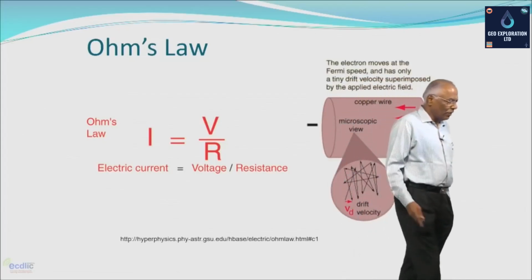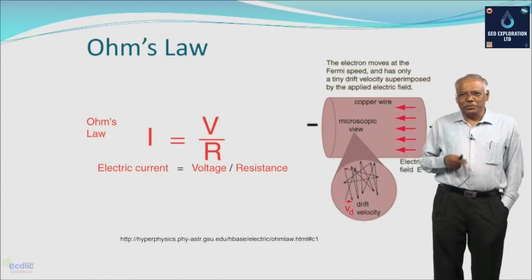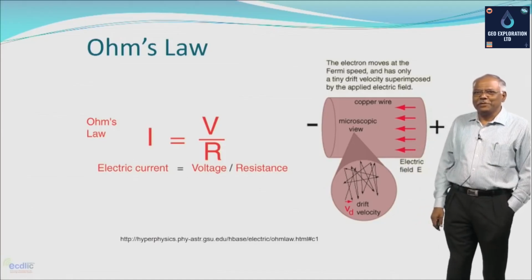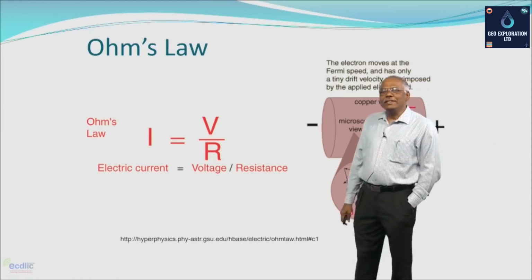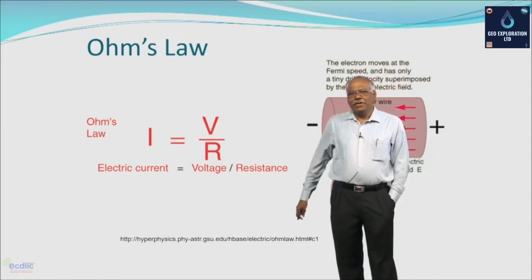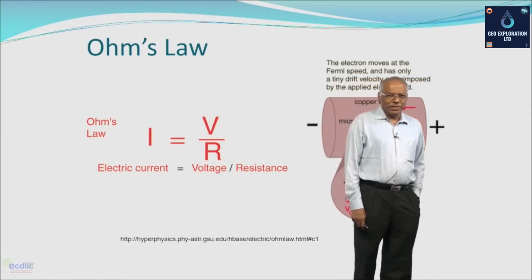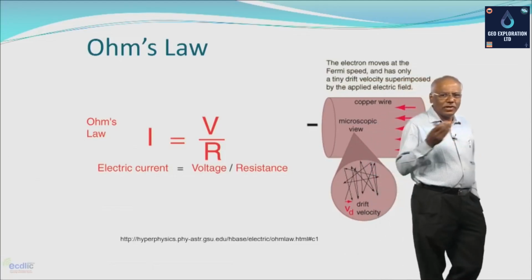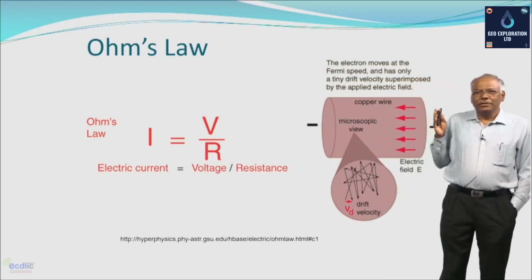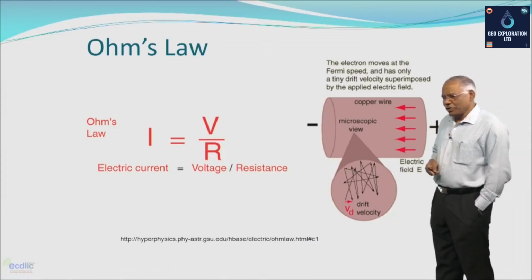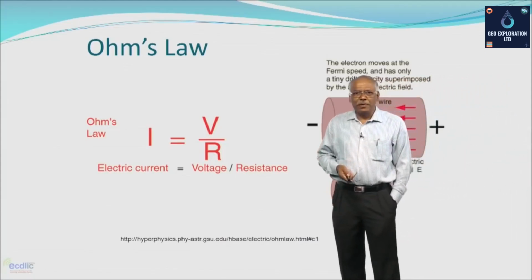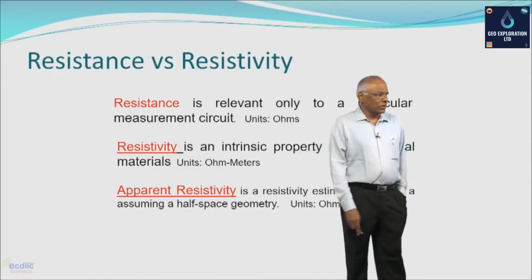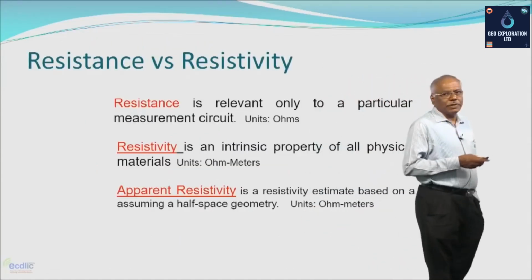Typically, Ohm's law is used in this particular technique, and therefore, I is equal to V by R, where I is the electric current that you are passing, V is the voltage that you are measuring, and R is the resistance. In other words, R is equal to V by I, potential difference divided by the current. That is how this basic law, Ohm's law, is used in the electrical resistivity technique.